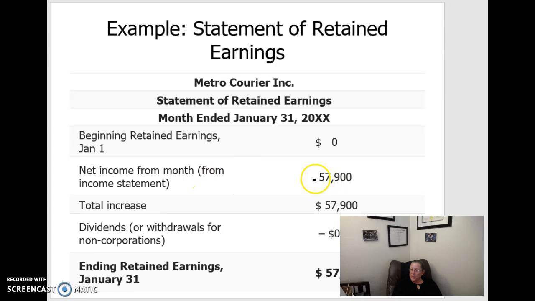And if you'll remember, it was $57,900. And so this gives us an increase in retained earnings of $57,900. Next, we're going to subtract any dividends that were paid out. And in this case, they're telling us that there were none, so there's a 0 there. And so then we get the ending retained earnings, which is exactly the amount of the net income, which was $57,900.